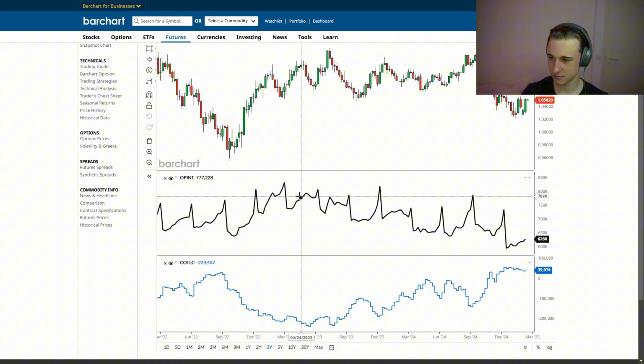Next, again, we have a drop in open interest right here. A few weeks afterwards, we form a swing low. And this goes on and on.